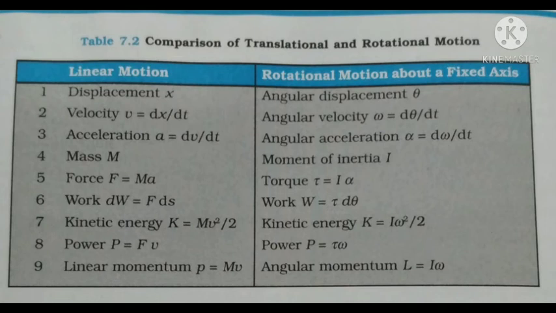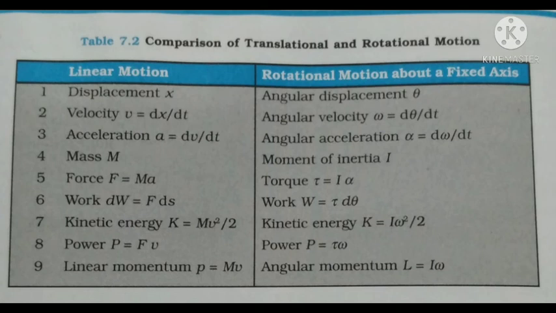Comparison of translational and rotational motion. In linear motion, displacement is x, while in rotational motion, angular displacement is theta. In linear motion, velocity v, which is dx by dt. In rotational motion, angular velocity omega. In linear motion, acceleration. In rotational motion, angular acceleration alpha. In linear motion, mass, while in rotational motion, the corresponding term is moment of inertia. In linear motion, F equals ma, and in rotational motion, tau equals I alpha.